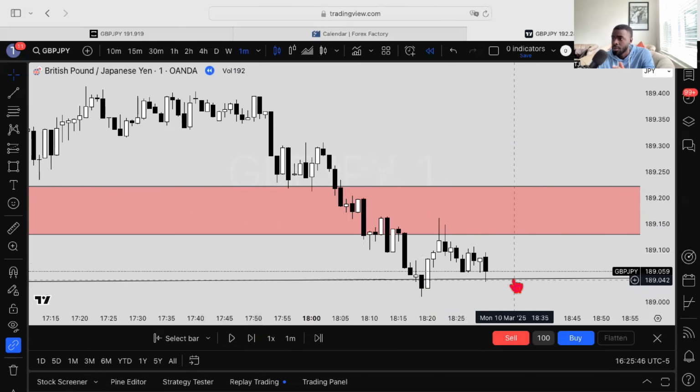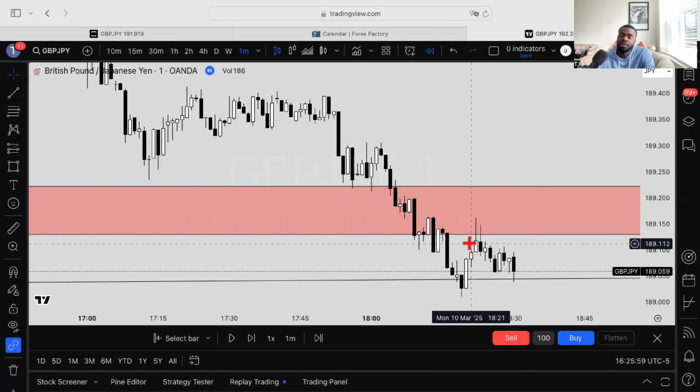Okay, cool. So the data just dropped. Now, one thing you need to know is also there are fake outs. There are also ways, they call it manipulation, right? But people don't really understand price action. They don't really understand fundamentals, right?